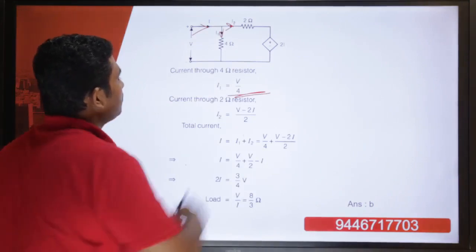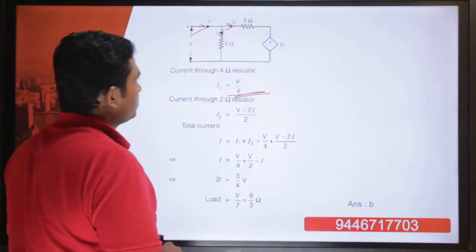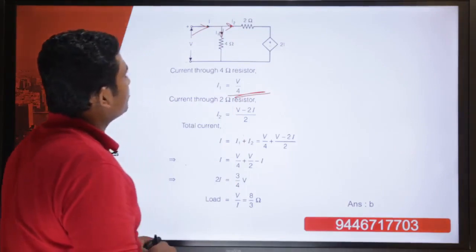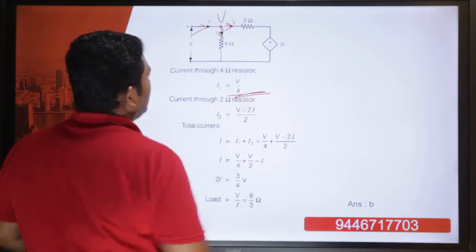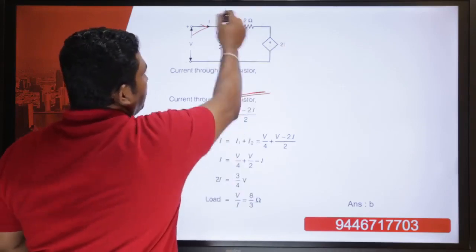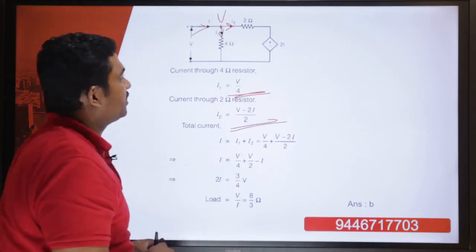Now we are going to find out the current I2, which is the current through the 2 ohm resistance. What is the voltage at this point? The voltage at this point is V minus 2I. So I2 is equal to (V minus 2I) divided by 2.